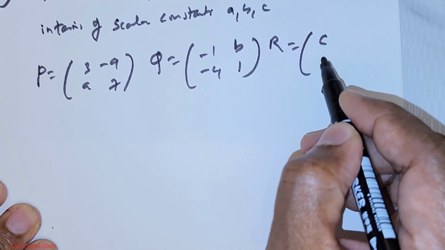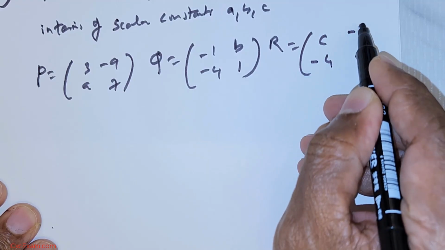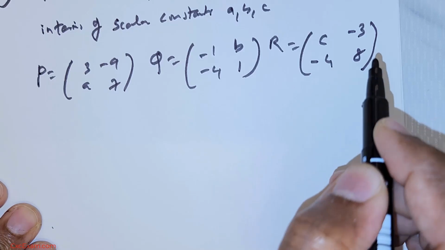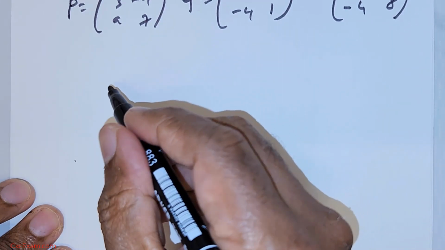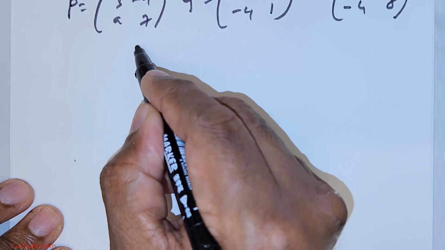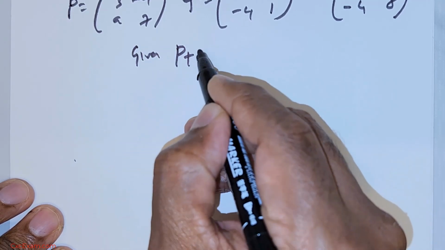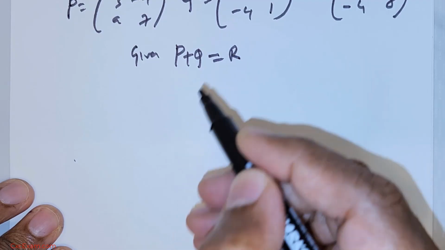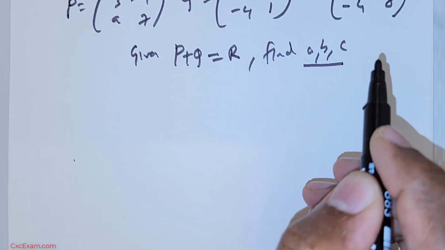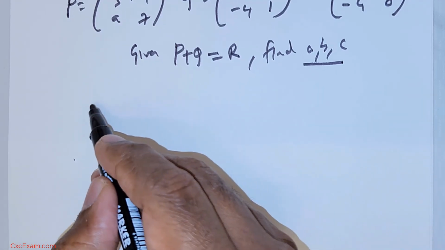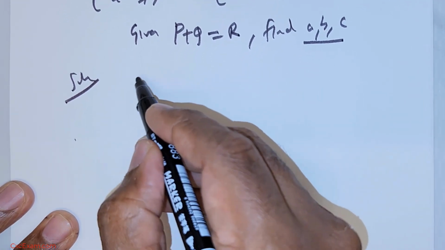Now R is equal to the matrix [C, -4; -3, 8]. Okay, this is what we have got. Now we are given P + Q = R. We are asked to find A, B and C. So this is the solution.